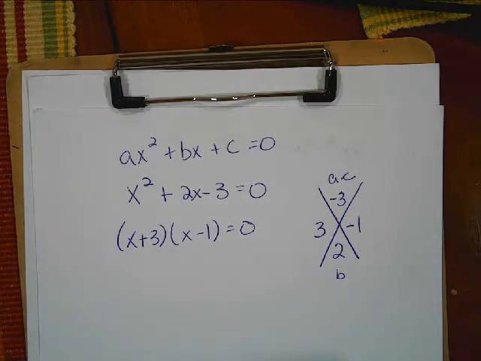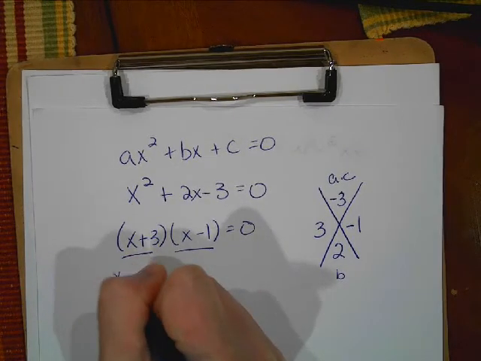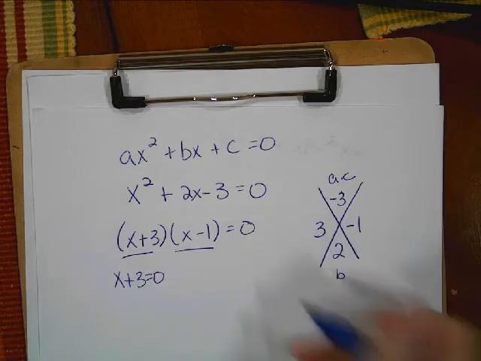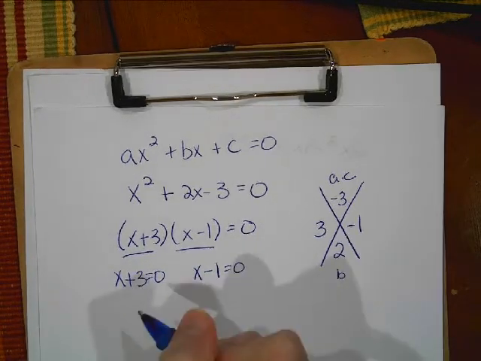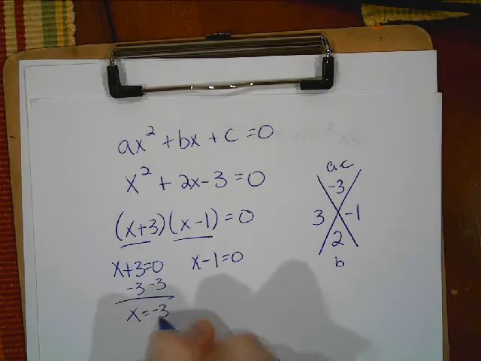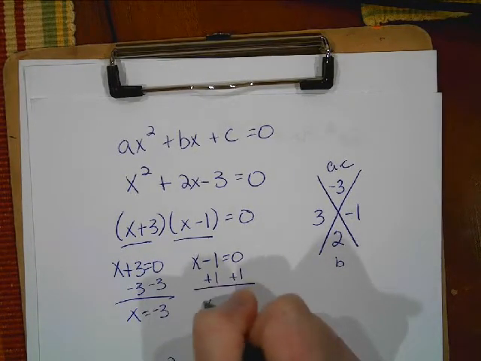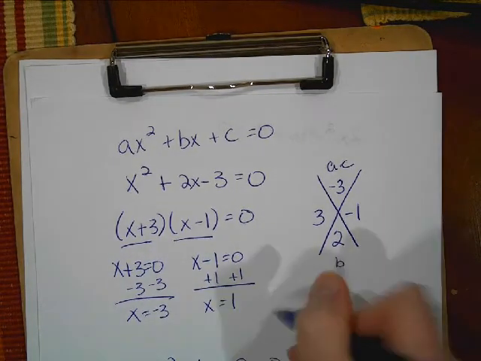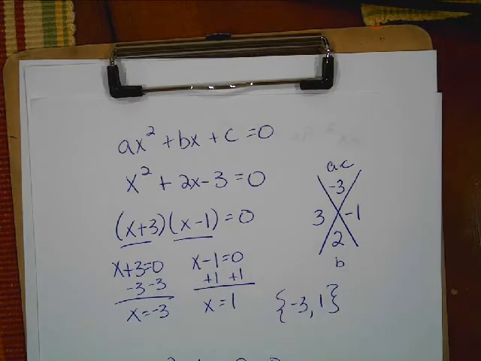Okay. Since I'm solving, I need to put each piece equal to 0. So either x plus 3 equals 0 or x minus 1 equals 0. Then I can just solve by subtracting 3, so x equals negative 3. We add 1 to both sides, x equals 1. So my values are going to be negative 3 and 1. Remember, these are the squiggly brackets, not the parentheses.